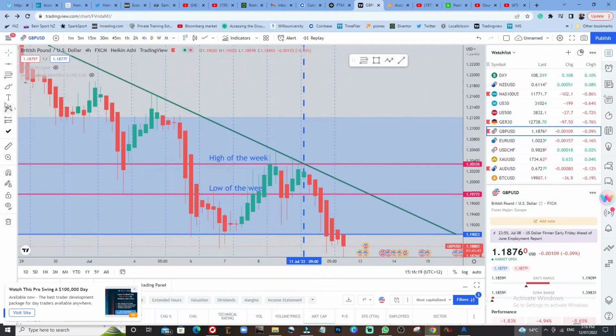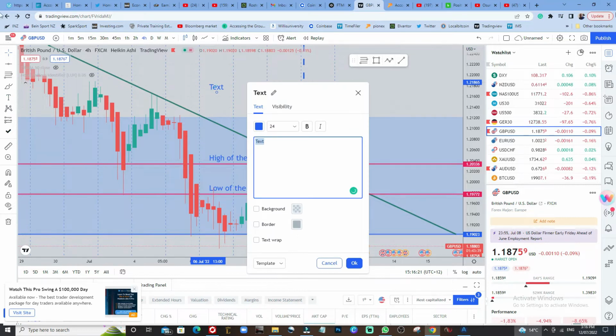We identify it, write it here and see directional bias candle. I don't write too much. The directional bias is sell. It's a big sell.